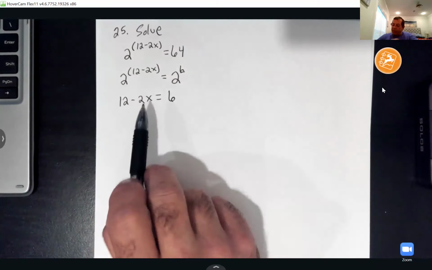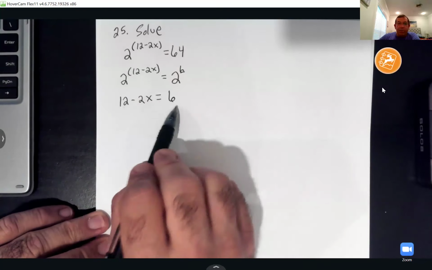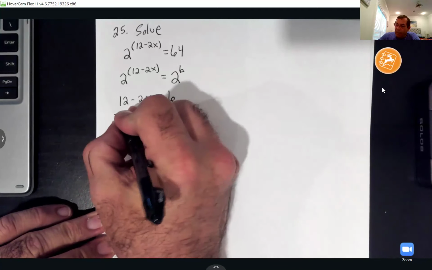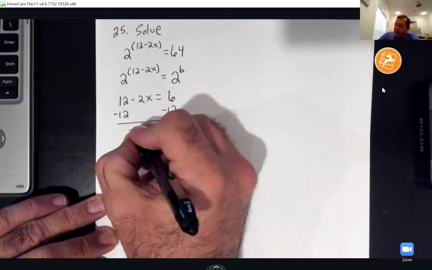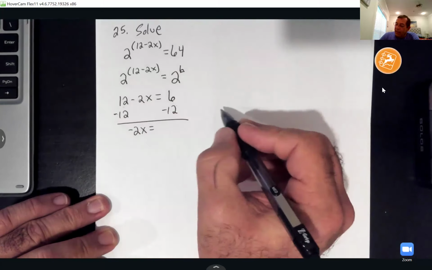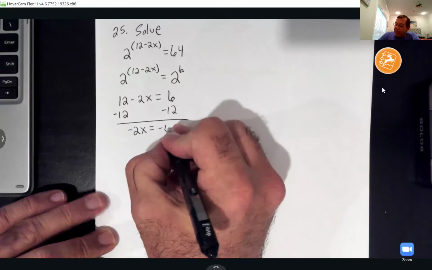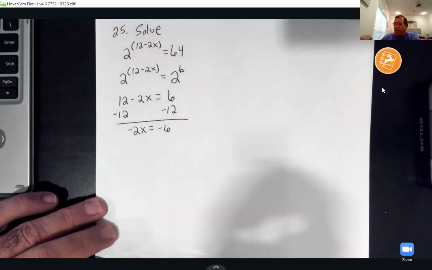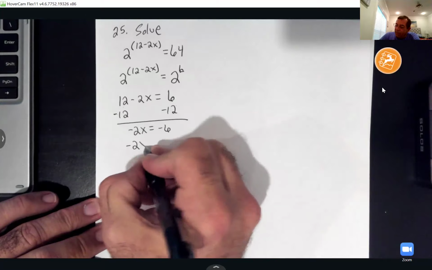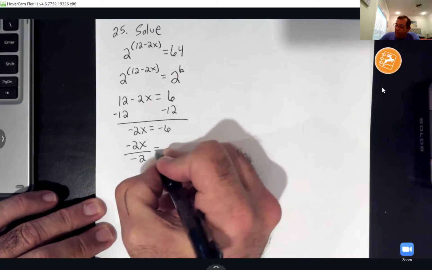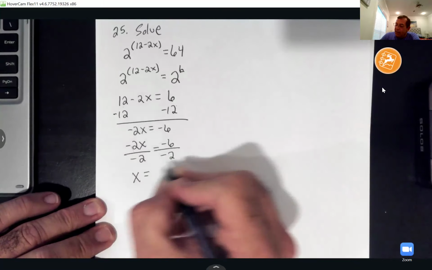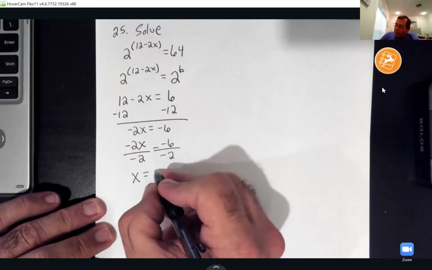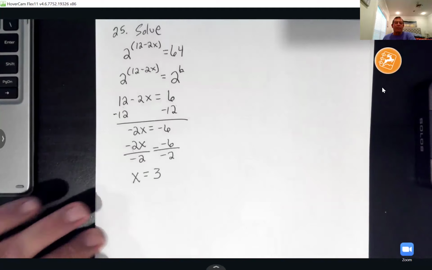All right, so now we just solve for the x. So we're going to subtract 12. I get my negative 2x. What's that? A negative 6. And y'all divide both sides by negative 2. So those cancel and x. Ooh, the negatives cancel. So that's going to be what? A positive 3.